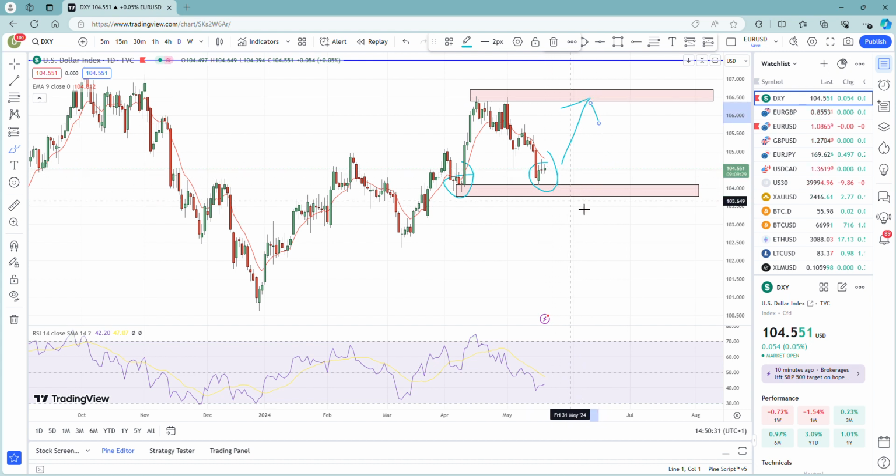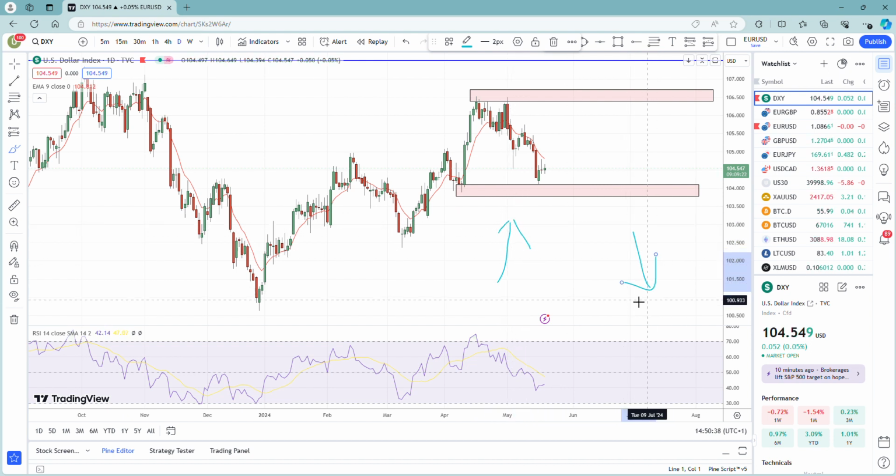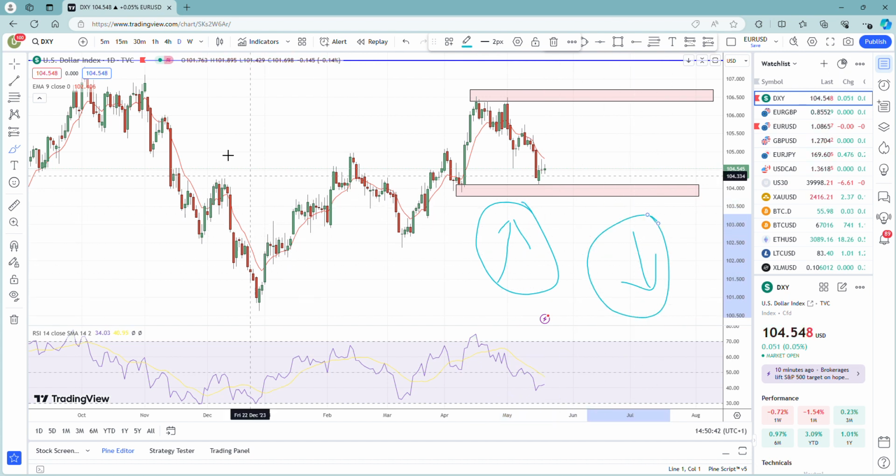So price is at support. So if price is at support, we can expect the DXY to go up, which means the USD pairs are going to go down today. So I'll show you if that is actually true and if there is any sell trades today on the USD pairs.